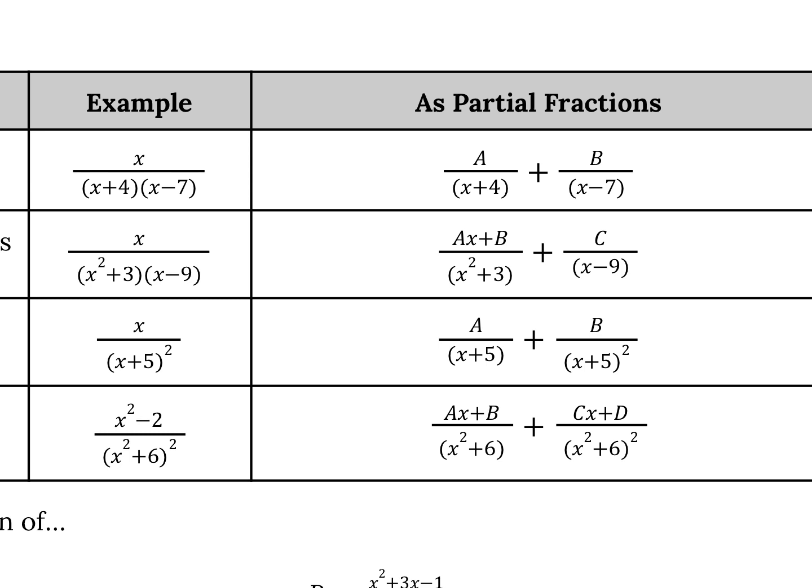If it's a repeated linear term, so that means it's the same term twice, we write it once for the first fraction and then twice for the second fraction there. And then lastly, if I have a quadratic and it's also squared, I would write it once and then I would write it squared. But both of these would have Ax plus B on top, Cx plus D on top, because I've got an x squared term on the bottom. Okay.